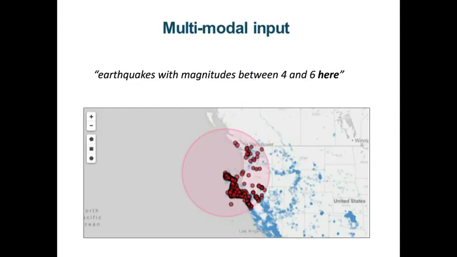Lastly, interaction is not restricted to language-based queries alone. We allow for direct manipulation for asking questions, such as this example, where the user selected a subset of points on the map and asked earthquakes with magnitude between 4 and 6 here.